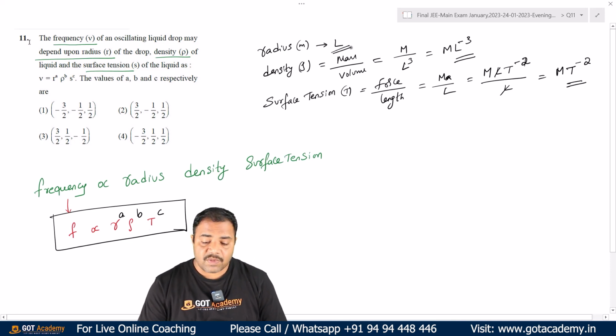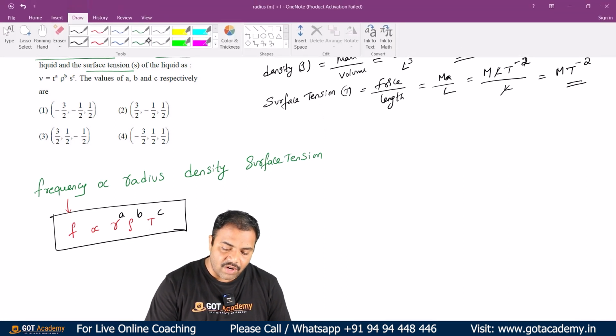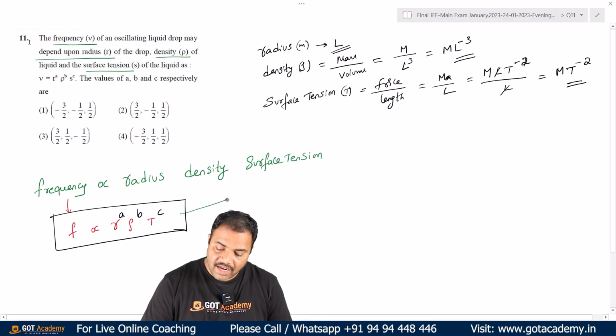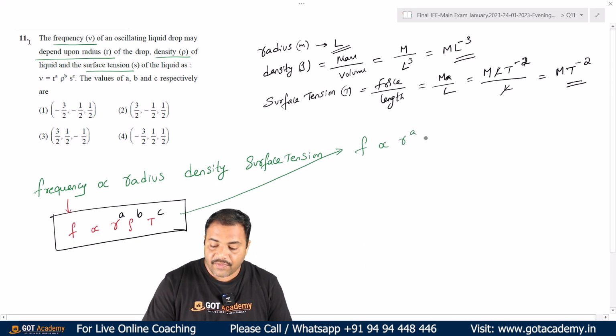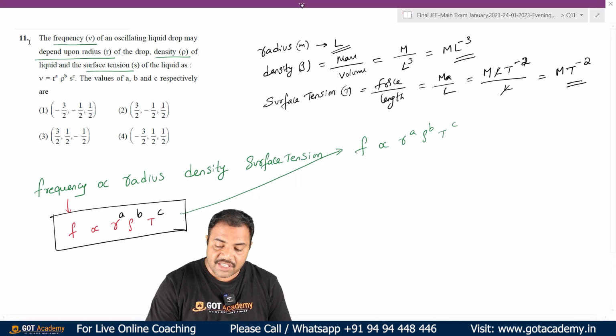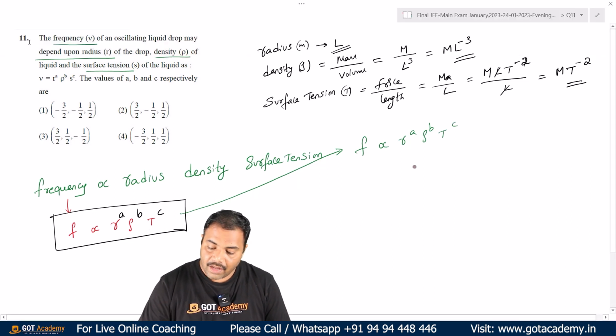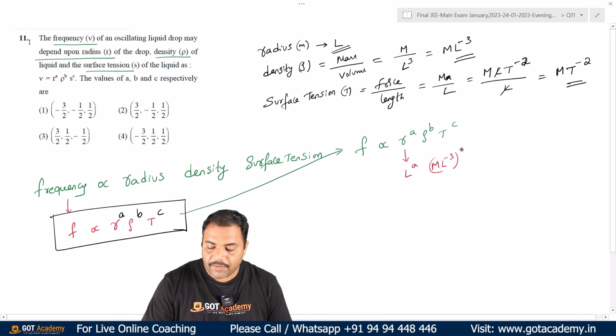Now let us substitute this and check what we are getting. So here I told you that frequency depends on radius to the power of a, density to the power of b and surface tension to the power of c. So let me substitute this carefully. In place of r, L to the power of a, in place of rho, M L minus 3 to the power of b, in place of surface tension, M T power minus 2 to the power of c.